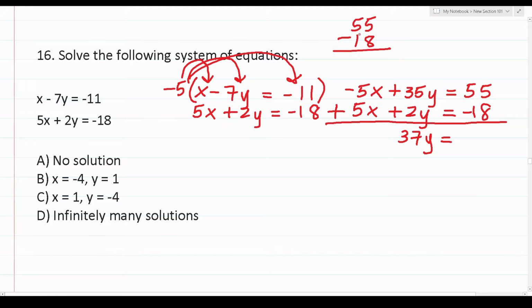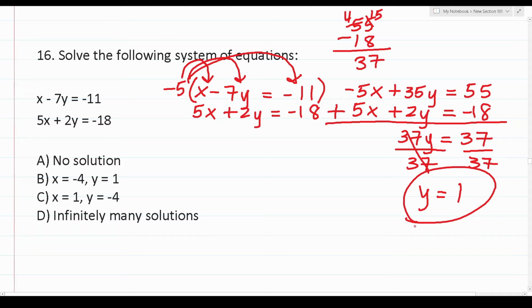5 minus 8 I can't do, so I'm going to have to borrow from this 5. This is going to become 4. This will become 15. 15 minus 8 is 7, and 4 minus 1 is 3. So this is 37y equals 37. Again, we're solving for y now, so let's divide both sides by 37. This crosses out, leaving you with y equals 37 over 37, which is just 1.